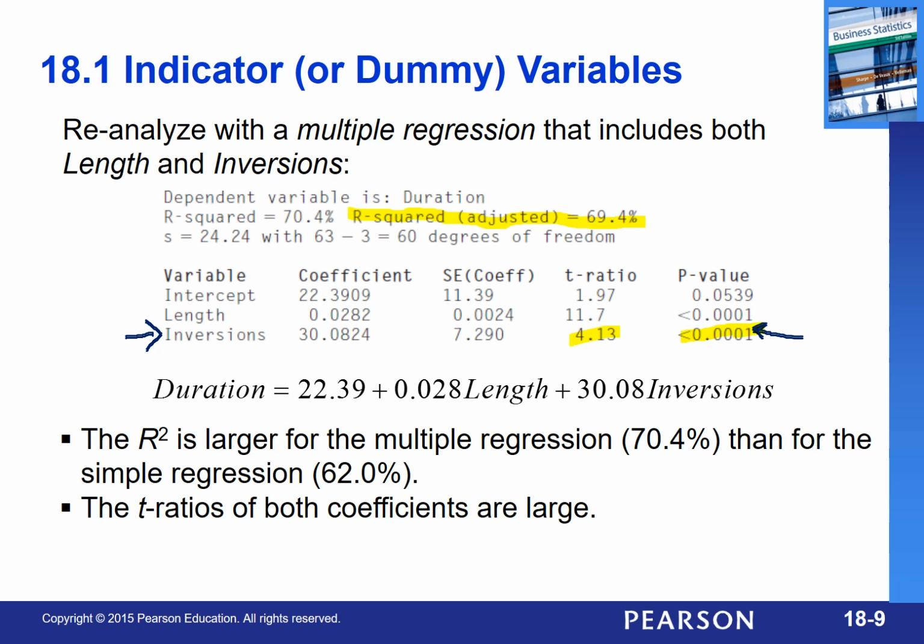But even the r squared adjusted, the one you should be paying attention to, here, let me highlight that. That one is larger for this model as well. So it appears that adding inversions did improve our model quite significantly. And it's significant because when we look at the p-value and the t-ratio, they are both significant, and therefore this is going to be something we want to include in our model.